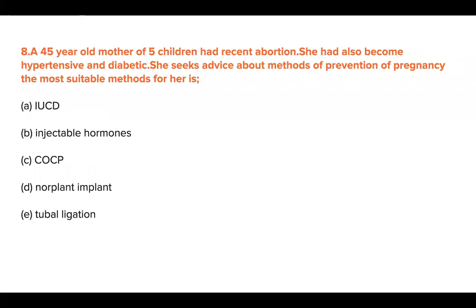Now, question number 8. A 45-year-old mother of 5 children had a recent abortion. She had also become hypertensive and diabetic. She seeks advice about methods of prevention of pregnancy. The most suitable method for her is: A, IUCD; B, injectable hormones; C, COCP; D, Norplant implant; and E, tubal ligation. E. Yes, it's E, tubal ligation.